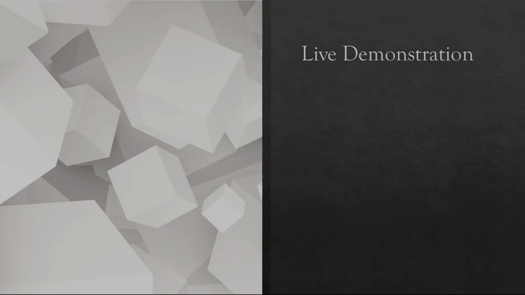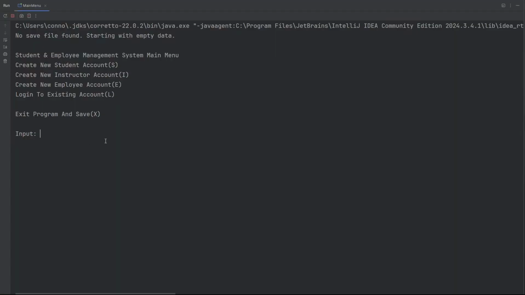And so this is the live demonstration. So here's just the user interface: no save data found, starting with empty data. This is the save system. I haven't saved any data yet. And so I have 4 test users: a system admin, a student, instructor, and employee. So I'm just going to log in as the system admin.